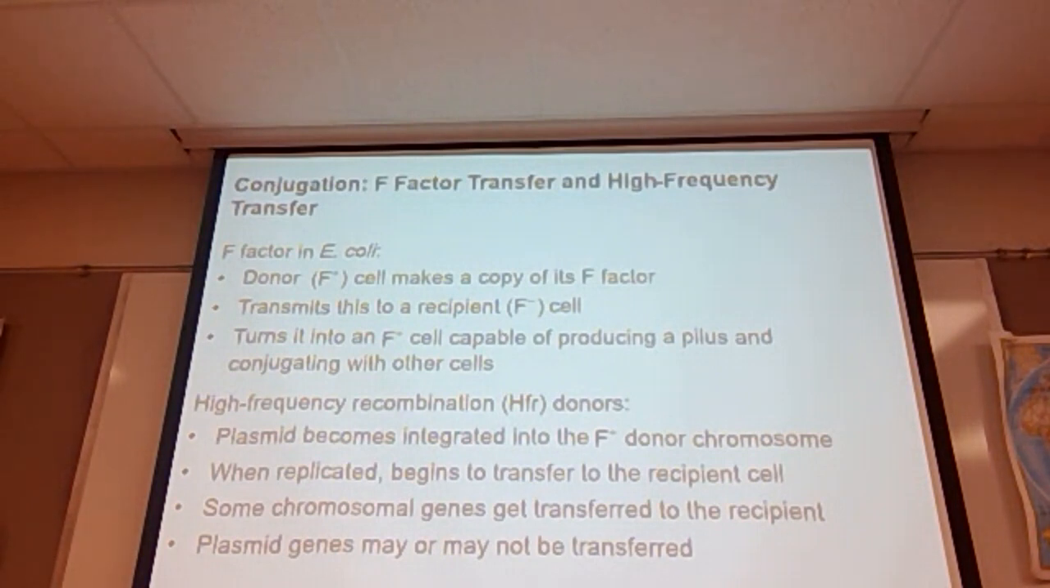High-frequency recombination donors, or HFRs, is where a plasmid becomes integrated into the F plus donor chromosome. When that is replicated, it begins to transfer to the recipient cell. Some of these chromosomal genes will get transferred to the recipient, and the plasmid genes may or may not be transferred.